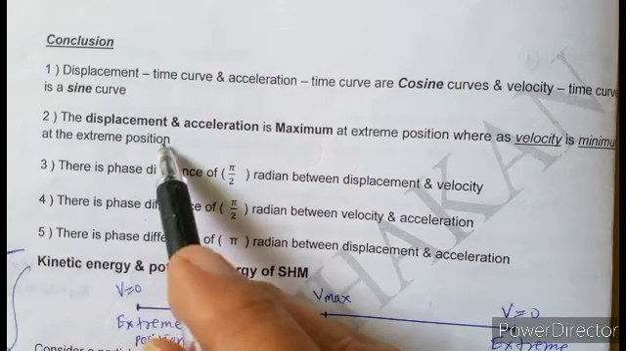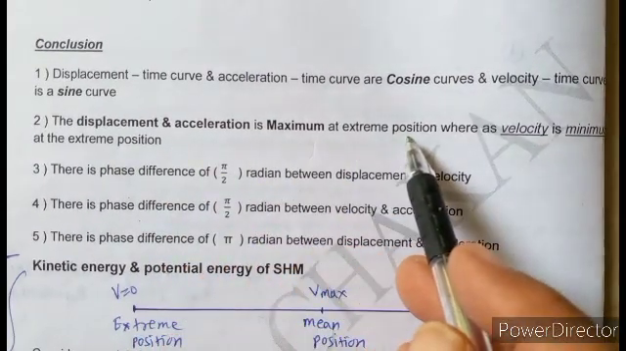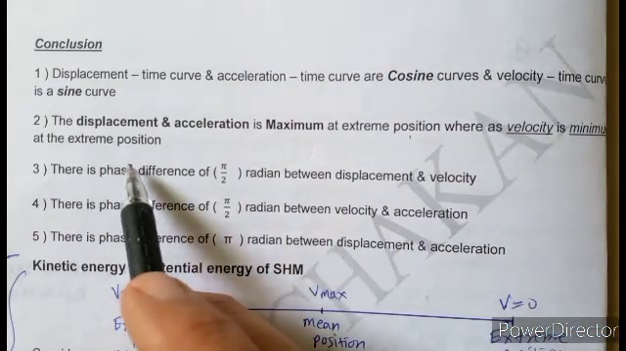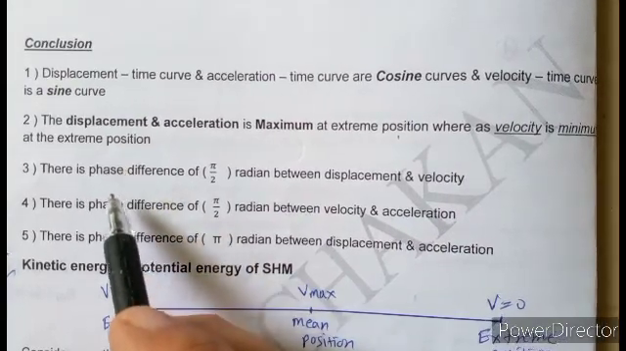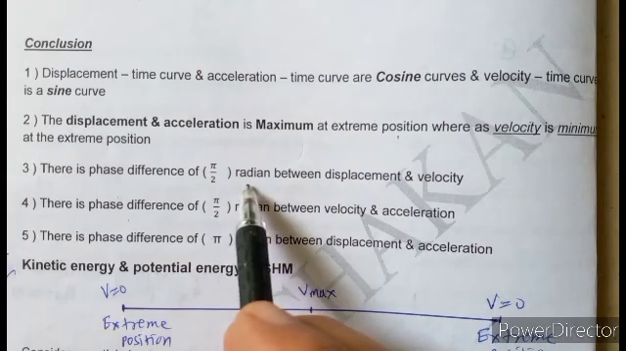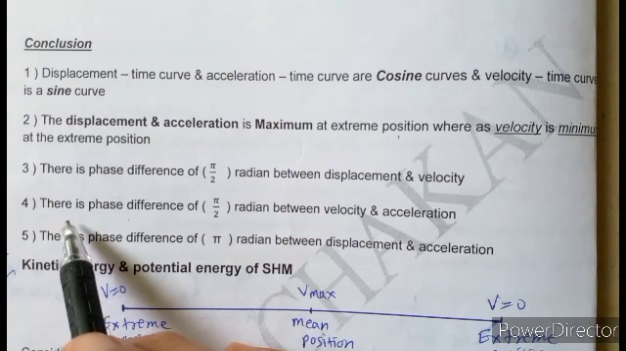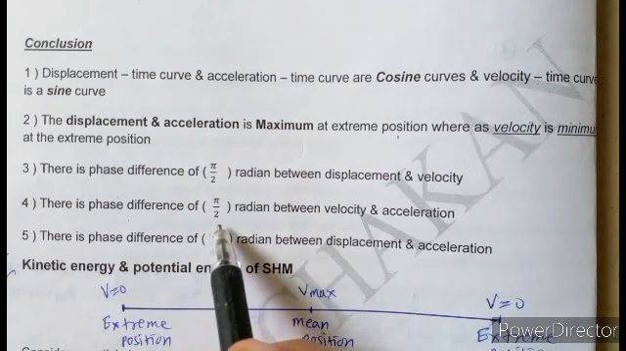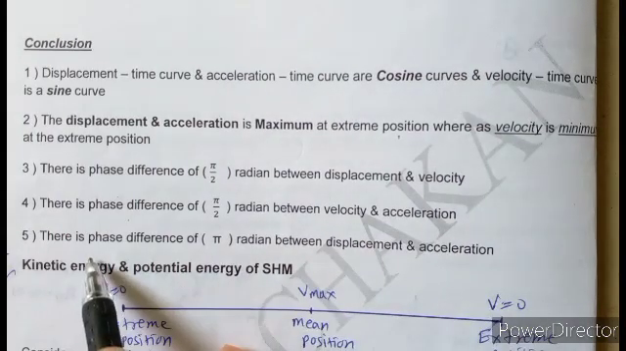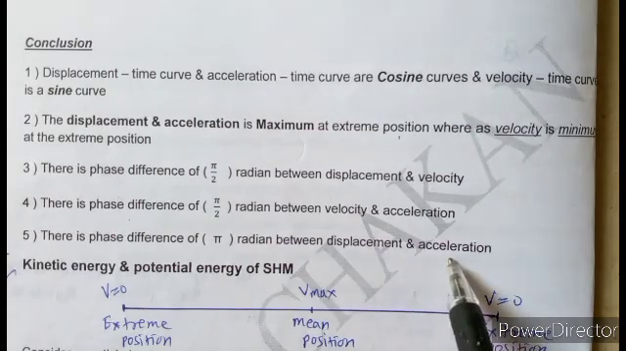Second, the displacement and acceleration are maximum at the extreme position, where the velocity is minimum. Third point, there is a phase difference of pi by 2 radian between displacement and velocity. Fourth, there is a phase difference of pi by 2 radian between velocity and acceleration. And fifth, there is a phase difference of pi radian between displacement and acceleration.